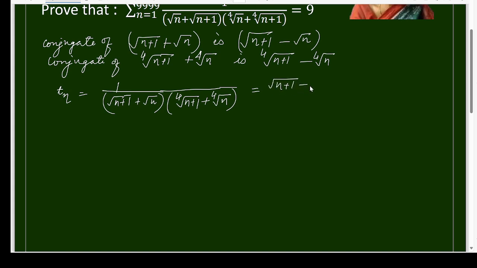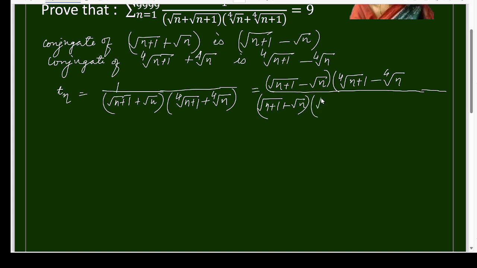First is square root of n plus 1 minus square root of n, and fourth root of n plus 1 minus fourth root of n. And what about the denominator? In the denominator too, two will be multiplied. The first one is square root of n plus 1 plus square root of n, and I'll multiply here only. And the next one will be fourth root of n plus 1 plus fourth root of n, whole into fourth root of n plus 1 minus fourth root of n.